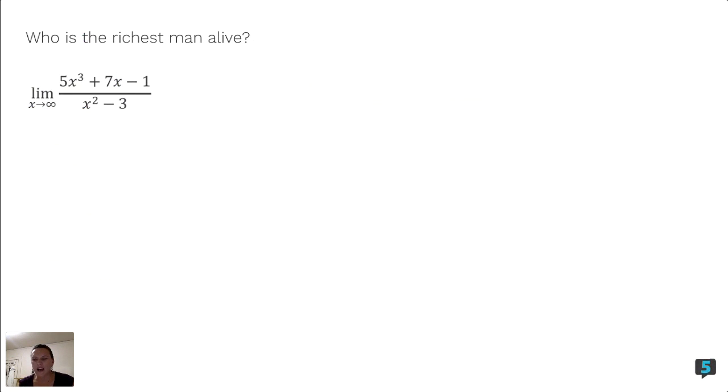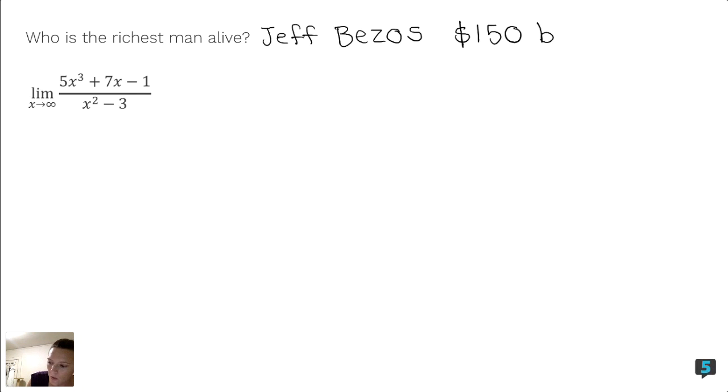Anybody know who the richest man alive is right now? Any guesses? Or do you know somebody that has a lot of money? So Warren Buffett, okay, Bill Gates. According to my research, the Amazon CEO actually is the richest man alive these days. His name is Jeff Bezos. And according to my research, he is worth $150 billion.